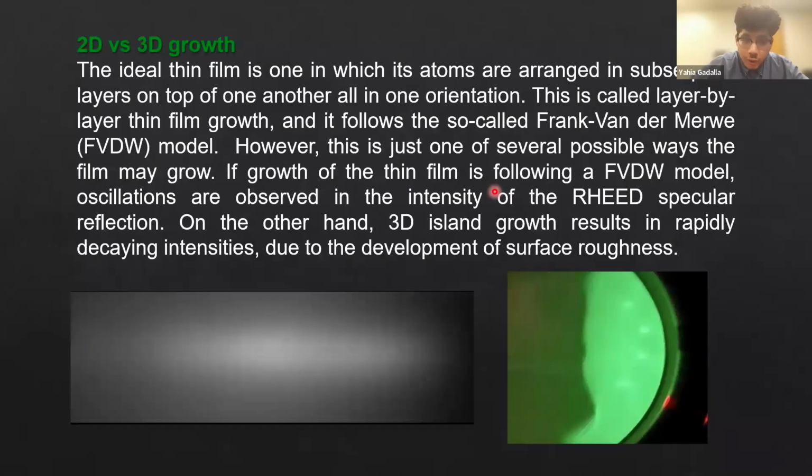Now, we mentioned earlier a quality thin film, but what constitutes this? This is from 2D or 3D growth. The ideal thin film is one in which all of its atoms are arranged in subsequent layers on top of one another, all in one orientation. This is called layer by layer thin film growth, and it follows the so-called Frank-van der Merwe model. I will be referring to it as the FVDM. However, this is just one of several possible ways the film may grow. If growth of the thin film is following an FVDM model, oscillations are observed in the intensity of the RHEED specular reflection. On the other hand, 3D island growth results in rapidly decaying intensities due to the development of surface roughness.